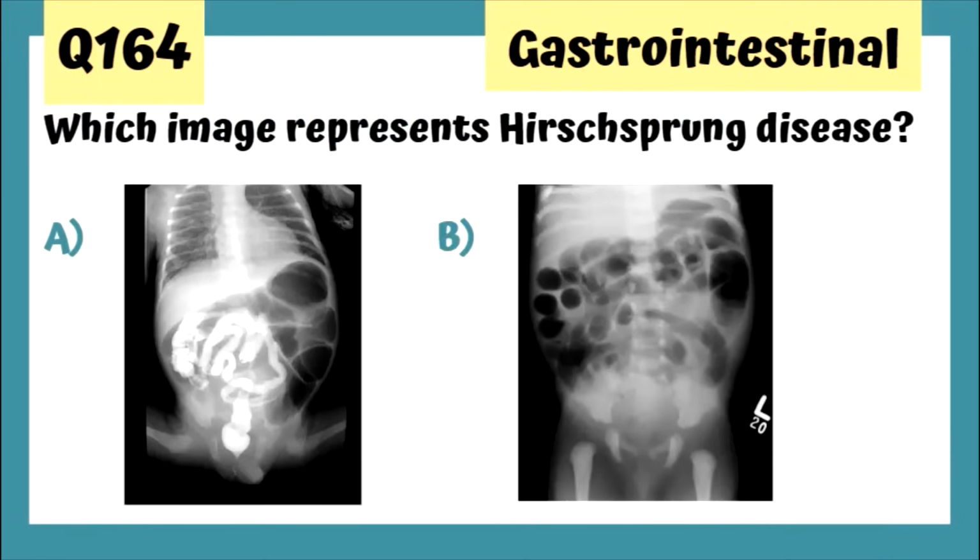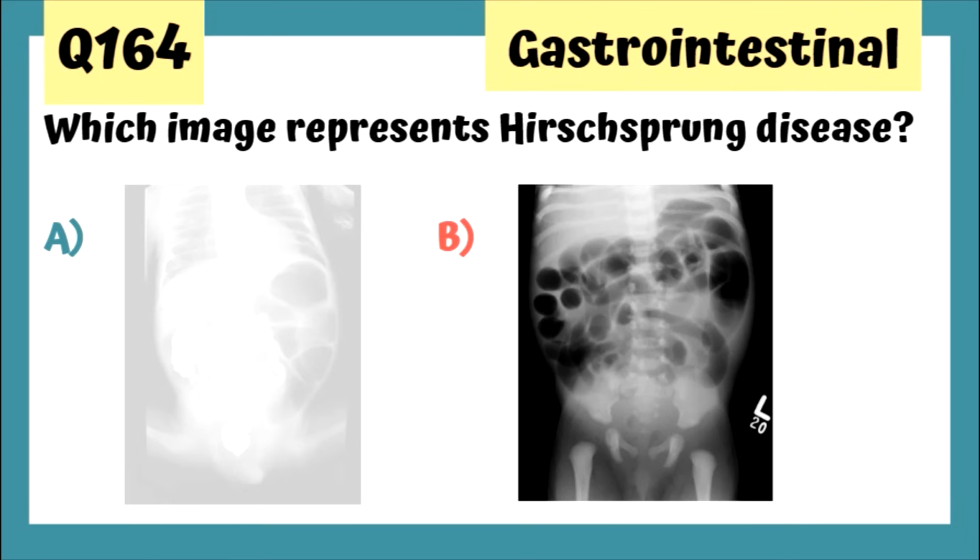All right, which image represents Hirschsprung disease? So in Hirschsprung, we're going to see this. In this, we see dilated bowel loops and absent rectal air. There's going to be no air by the rectum.